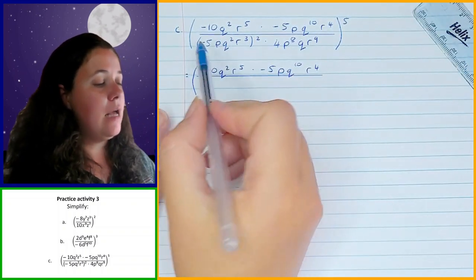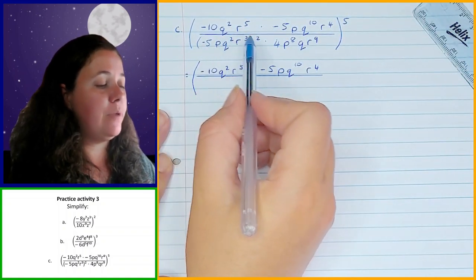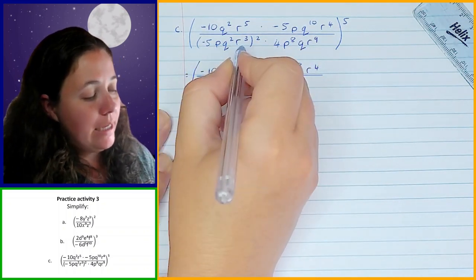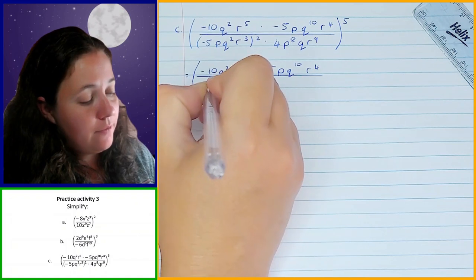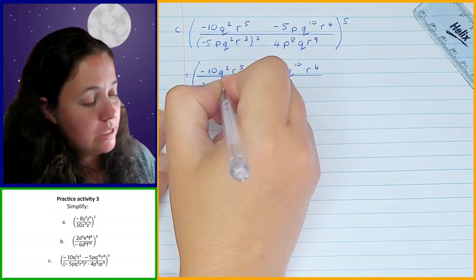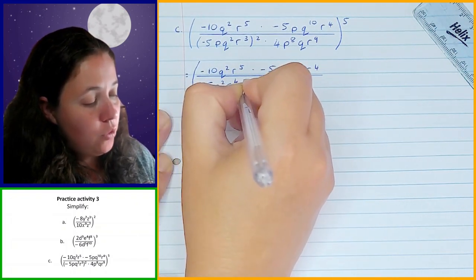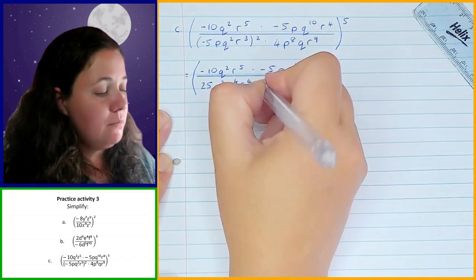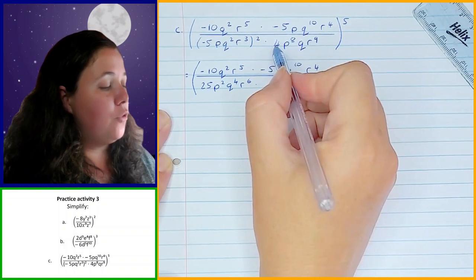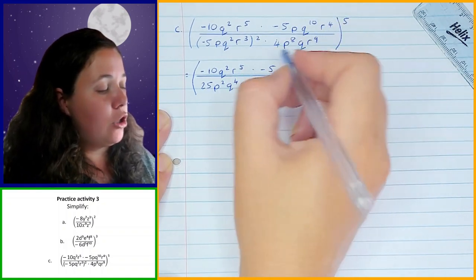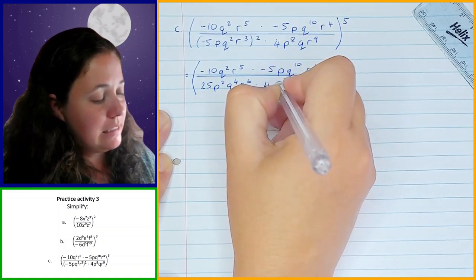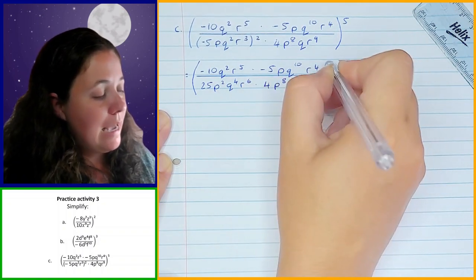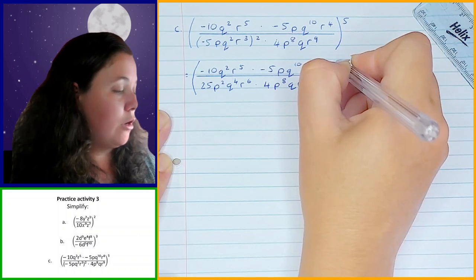Okay, so over here, I've got a negative, which is being squared, so that becomes positive. And then I have 5 squared, which is 25. Then I've got p squared, q to the power of 4, r to the power of 6, by multiplying each of those exponents by 2. Times 4, p to the power of 4, q, r to the power of 9. That stays as it is. Or p to the power of 8, q, r to the power of 9. And that is all to the power of 5.